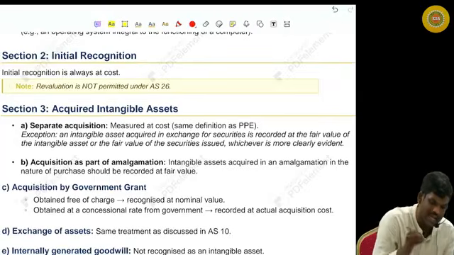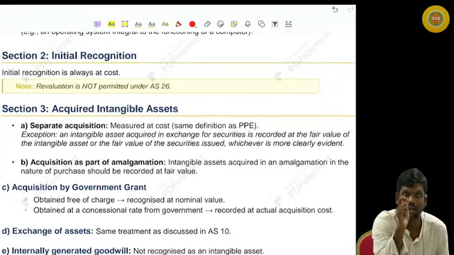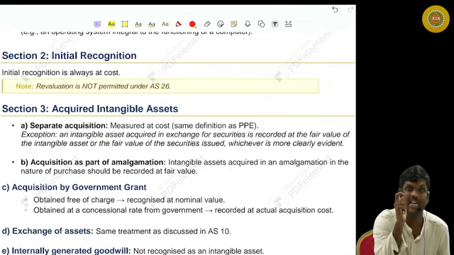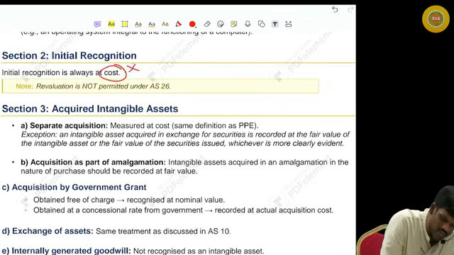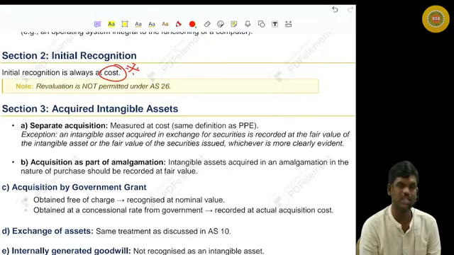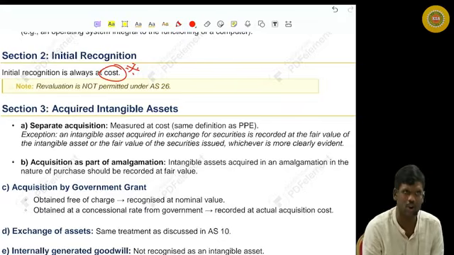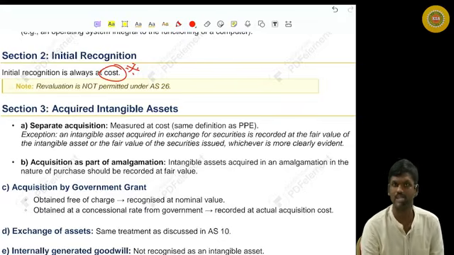Now let's come to initial recognition. Remember, initial recognition of an intangible asset is always at cost, always at cost. Same as what we learned in AS10. AS10 also says initial recognition of a PPE is always at cost. Here also initial recognition of an intangible asset is always at cost.